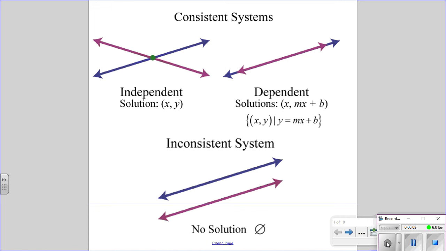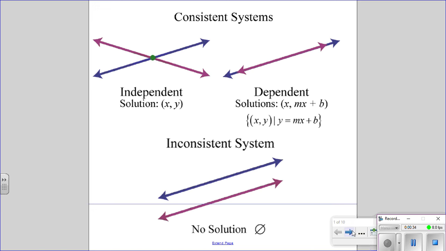So far, we've looked at consistent systems versus inconsistent systems. We've seen that consistent systems have solutions that satisfy both equations, while inconsistent systems do not have solutions that satisfy both equations. We've also looked at independent versus dependent solutions and seen that independent solutions is when we have exactly one solution, and we have dependent solutions when we have infinitely many solutions.